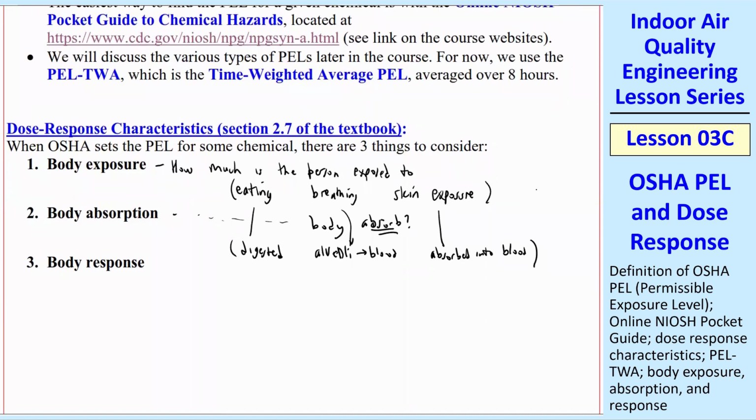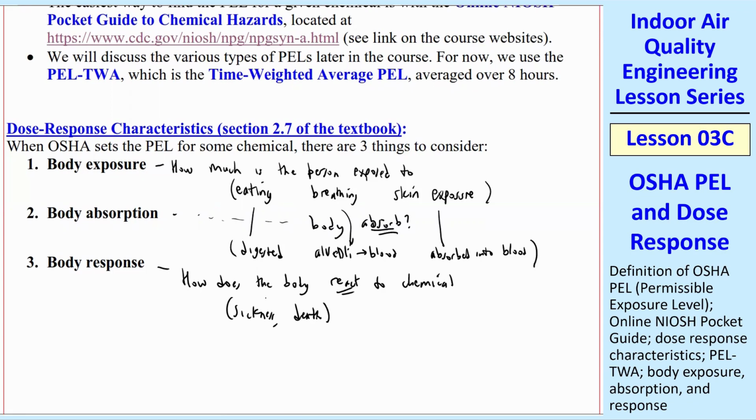And then the body response is, how does the body react to this chemical? In other words, does it cause sickness? Does it cause death? And this will depend on the various levels, of course. Does it cause brain damage? There's all kinds of things that can happen.